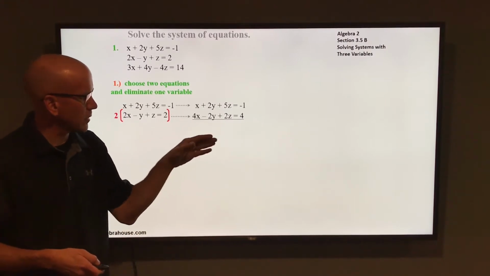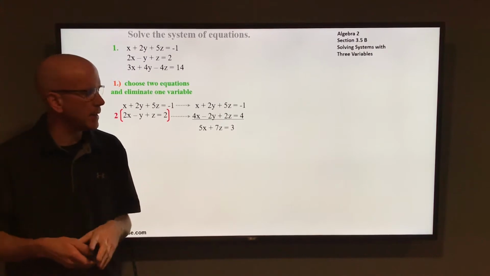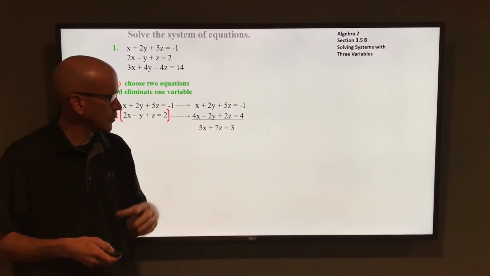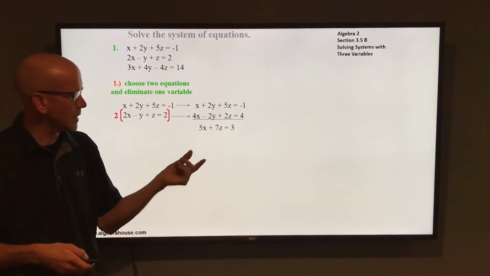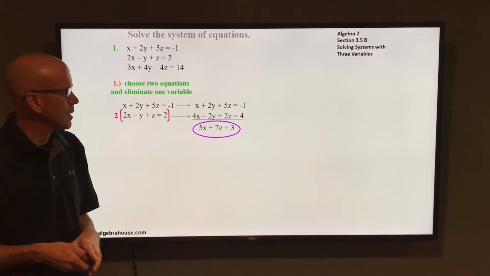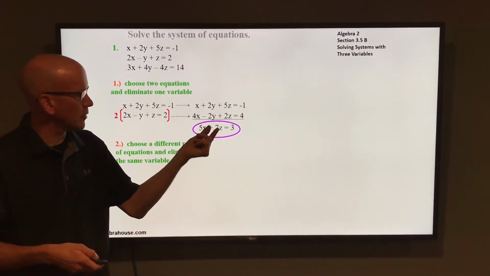Then if you add those together, the y's cancel. That's what you want to have happen. You want one of the variables to be eliminated. So you have 5x plus 7z equals 3. The y's are eliminated. Circle that, mark it somehow, because most likely you're going to use that in a little bit. Next step, choose a different pair of equations and eliminate the same variable we eliminated the first time.